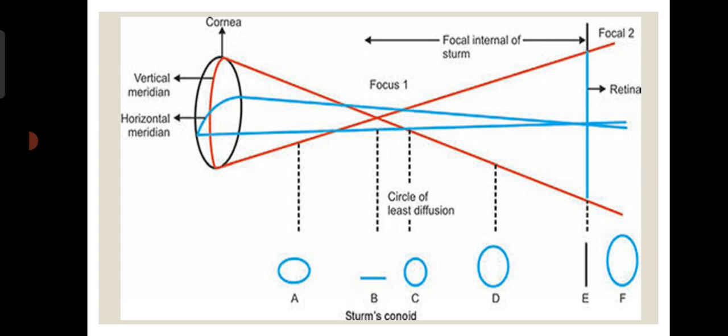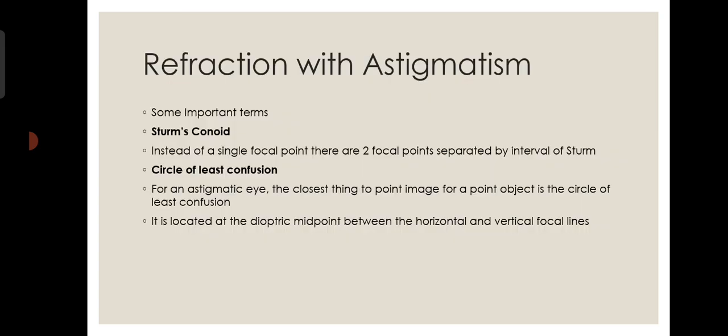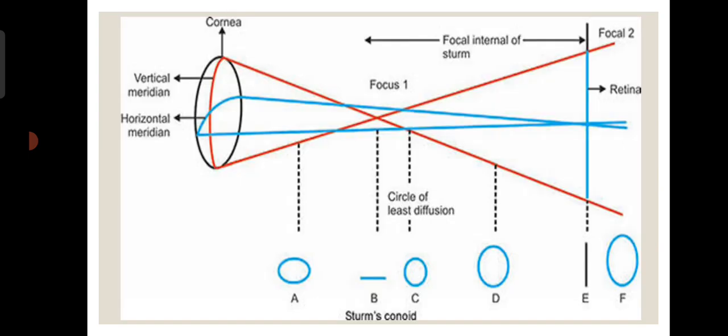Now you can see D, where only the vertical vergence is more, so the circle is elongated. At point E there is no horizontal vergence, so a vertical line is there. Point F is also an elongated vertical line. So our aim is to reach the circle of least confusion in case of astigmatism. This circle of least confusion is the closest thing to a point image for a point object. It is located at the dioptric midpoint between the horizontal and vertical focal lines. That you need to remember.